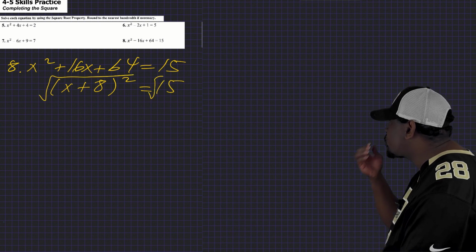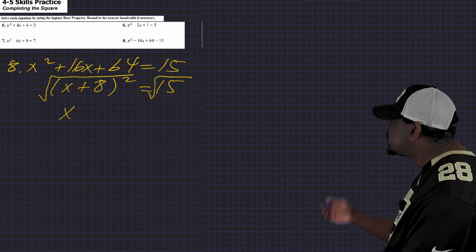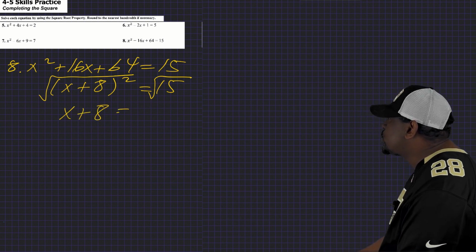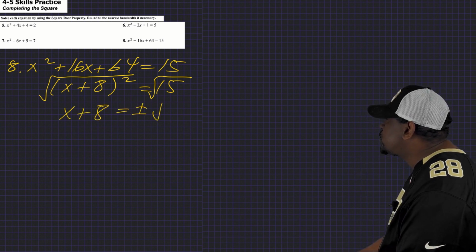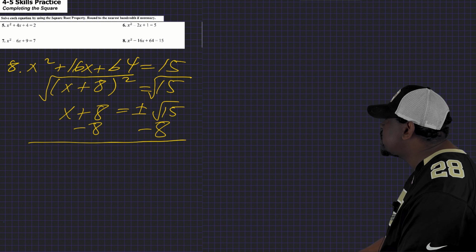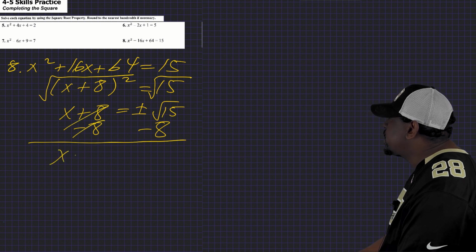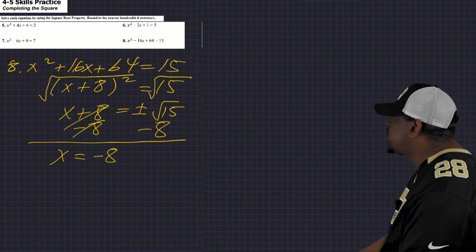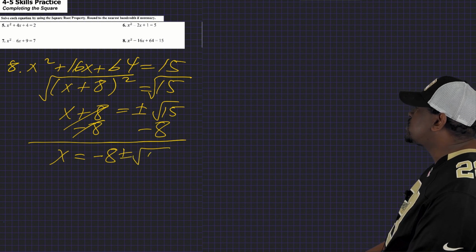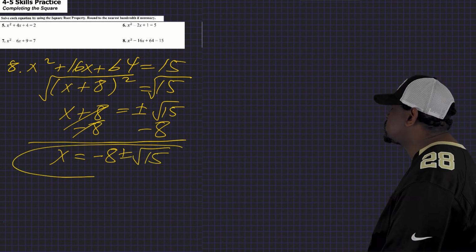To get rid of the square, we take the square root of both sides like we've been doing. We get x plus 8 equals plus or minus the square root of 15. To get rid of positive 8, we will subtract 8 from both sides. And x will be equal to negative 8 plus or minus the square root of 15.